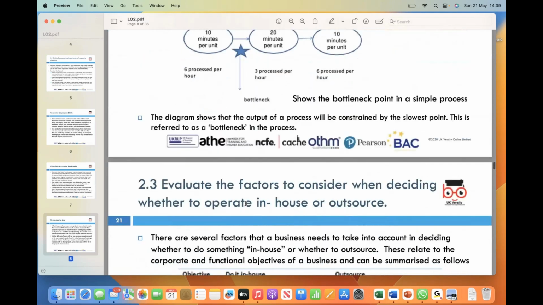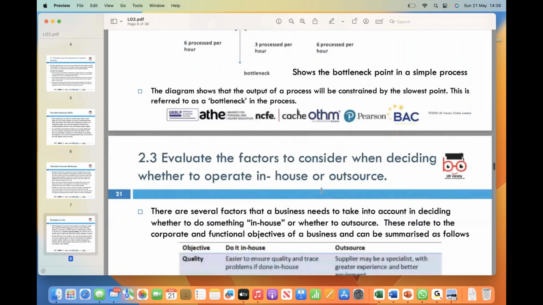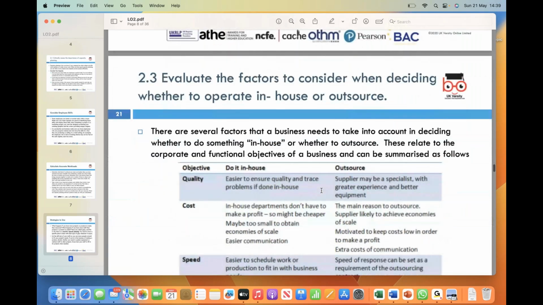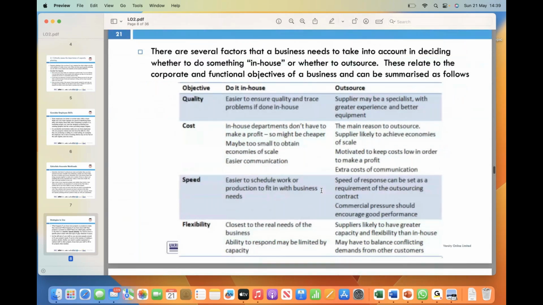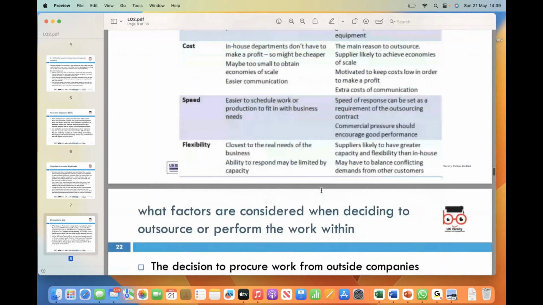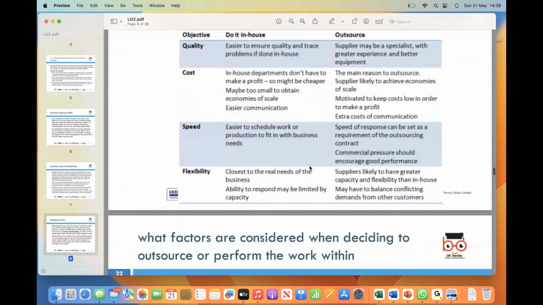So the next one is to evaluate the factors to consider when deciding whether to keep an operation in-house or outsource. The decision to outsource or self-perform work is typically made by the project team. They assess various factors to determine the most suitable approach for the project.